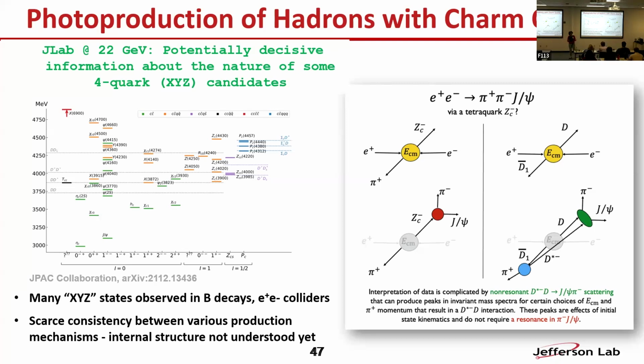What we can do here at JLab is to measure these states with a photon beam, which has never been done before. Then we will not have the kind of rescattering that is inherent to the e+ e- and the B decay processes. So we can really have a clearer signature of these states.